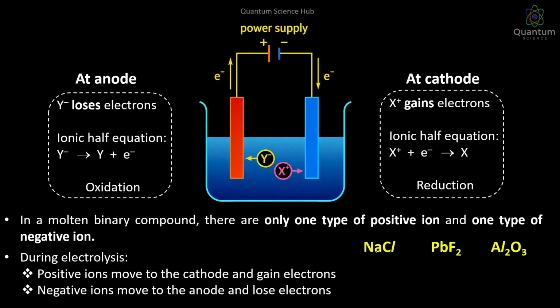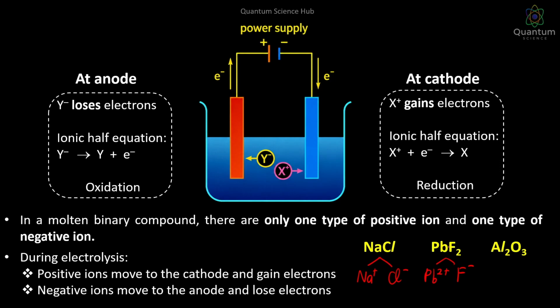So these are all examples of binary compounds. Binary compounds means they only contain two ions, right? One positive and one negative. For example, NaCl, so I have Na positive and Cl negative. So Na positive will accumulate at the cathode, while Cl negative will move to the anode, right? What about PbF2? So we have Pb2 positive and F negative. So Pb2 positive will go to the cathode and F negative will go to the anode.